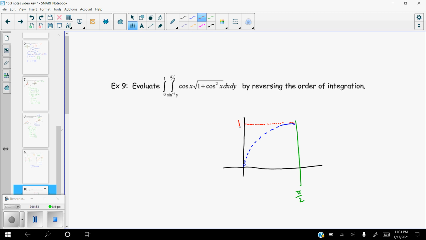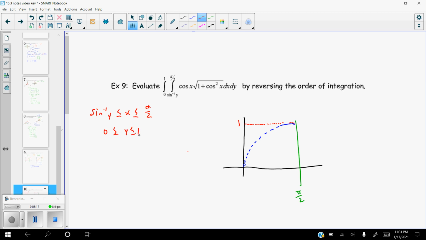Let's actually write out the bounds here that they've given us. So x is going to be between inverse sine of y, which is less than or equal to x, which is less than or equal to pi halves. And right now, y goes from 0 to 1.